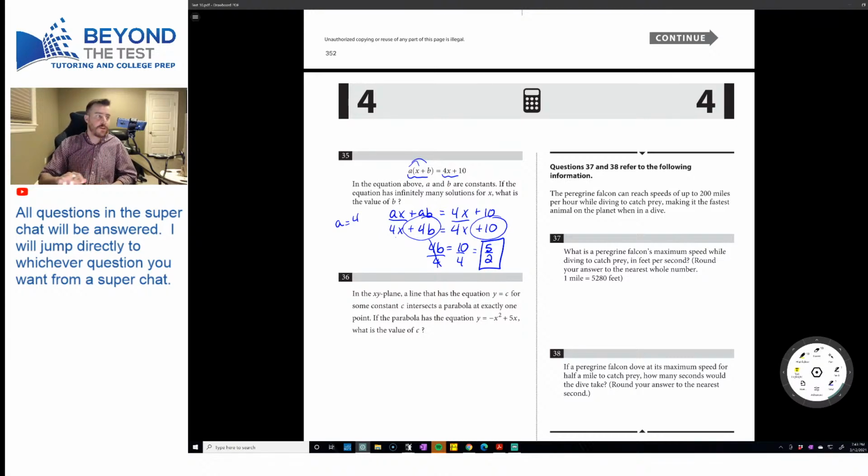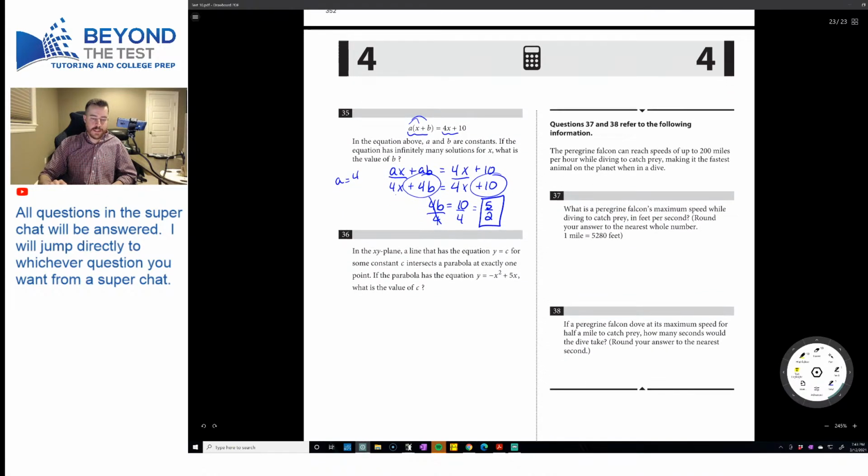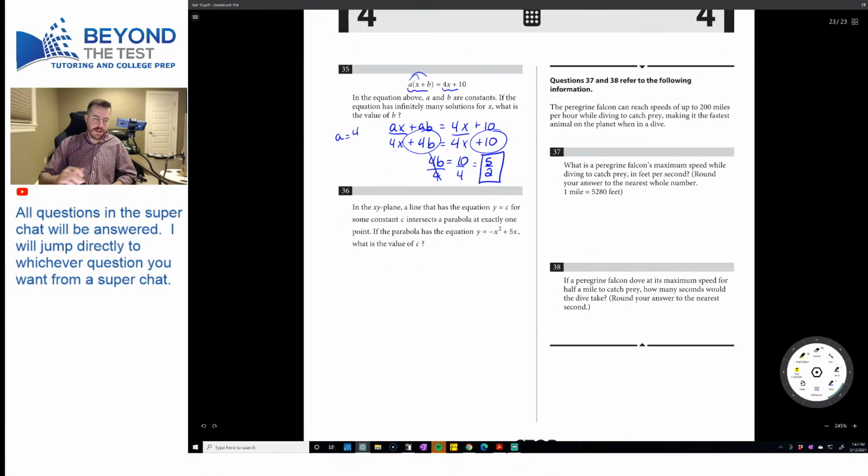Okay. All right, moving down to 36 here. A question that a lot of people struggle with. So let's take a look at this. It says, in the xy plane, a line that has the equation y equals c for some constant c intersects a parabola at exactly 1 point. If the parabola has the equation y equals negative x squared plus 5x, what's the value of c?